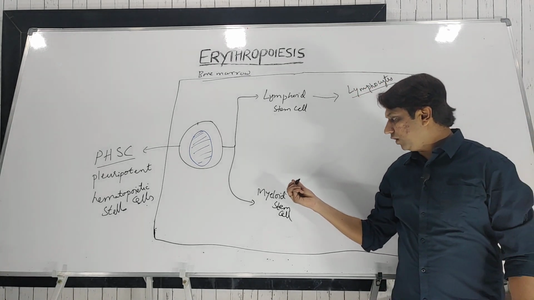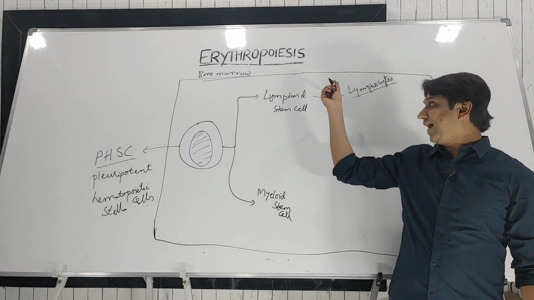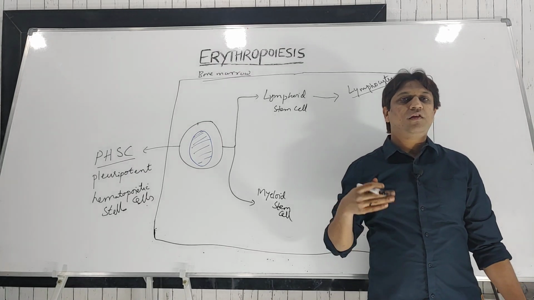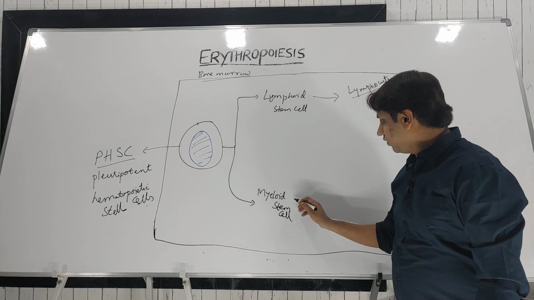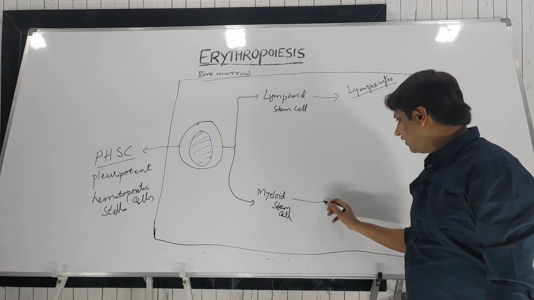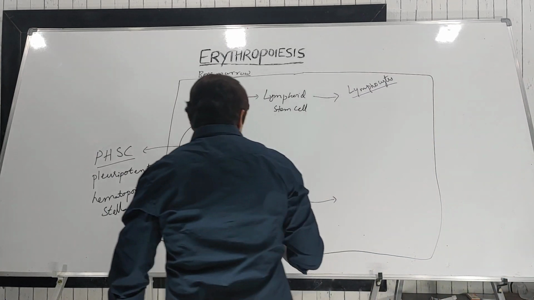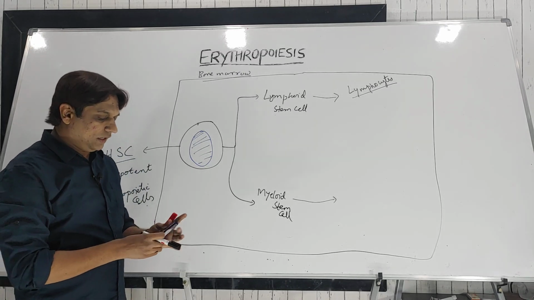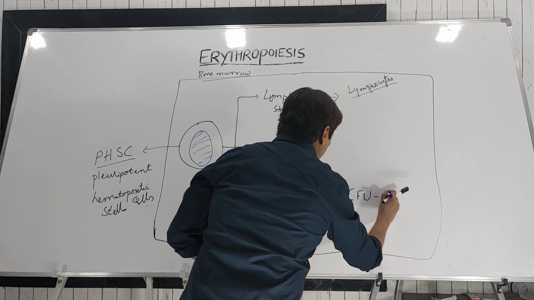Now from the myeloid stem cells, apart from B and T lymphocytes and the natural killer cells, all the rest of the blood cells like platelets, RBCs, the different granulocytes, and monocytes take origin. So there are different series. From the myeloid stem cells there are many things, but for our particular topic, our cell of interest is the colony forming unit erythroid series.